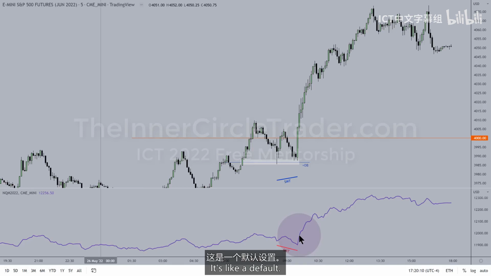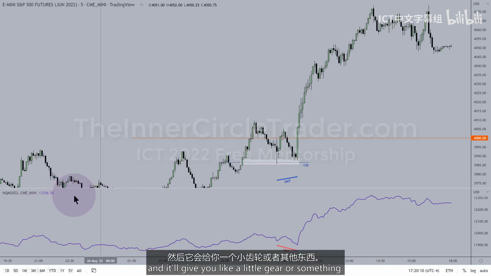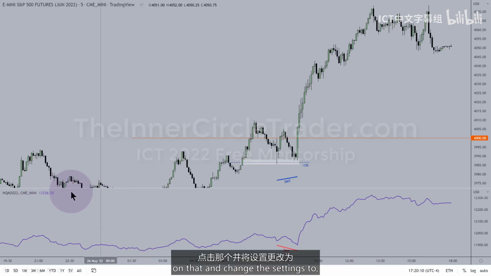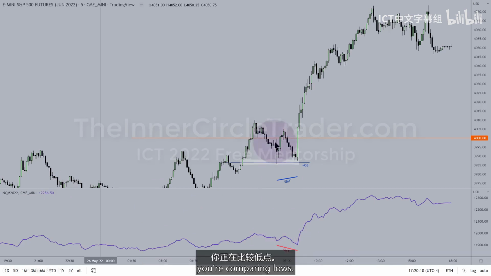It's usually going to be plotted on the close. That's the default. You want to change that in the settings by right-clicking over here or highlighting over top of it, and it'll give you a little gear. Click on that and change the settings to plotting on the low because you're comparing lows. As you can see, the NASDAQ went lower here, whereas the E-mini S&P failed to go lower. That's an SMT divergence, okay? SMT, smart money technique. It's accumulating in here, whereas the NASDAQ is taking liquidity out.